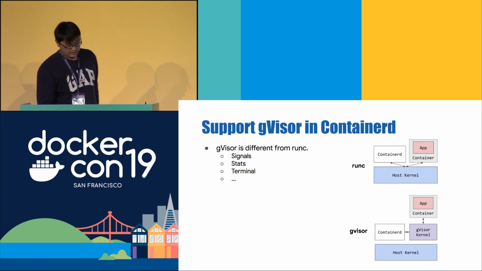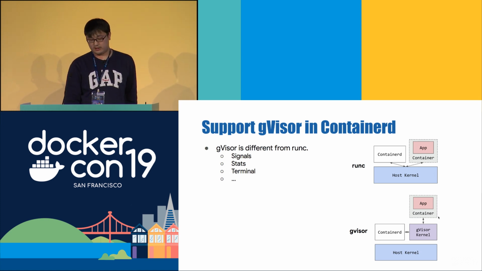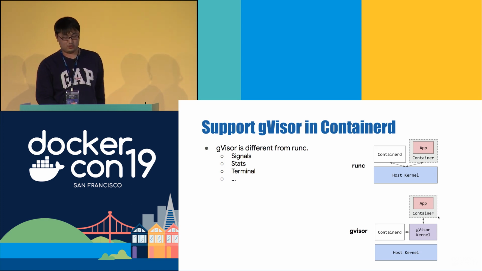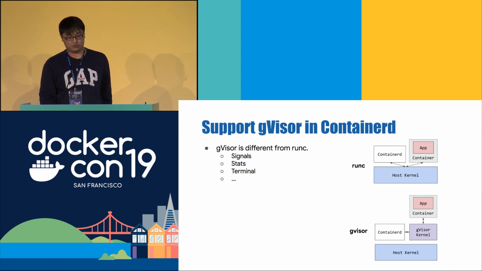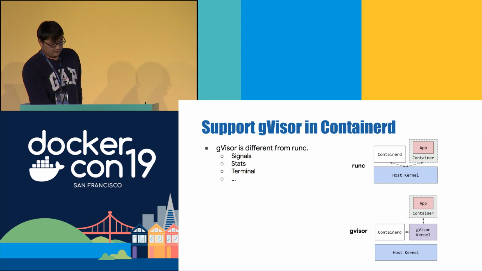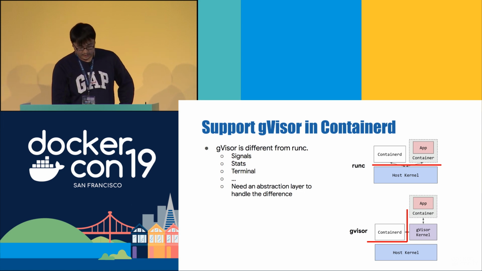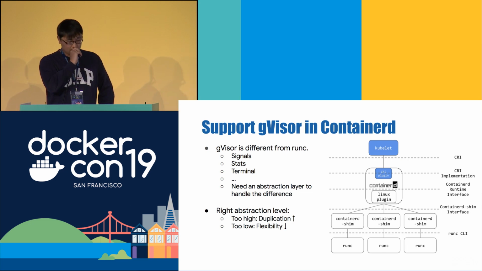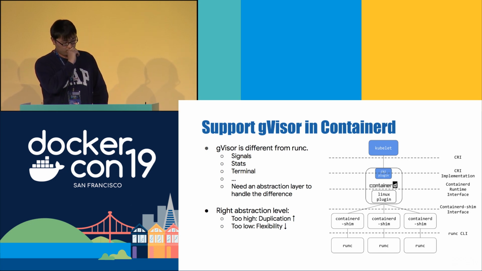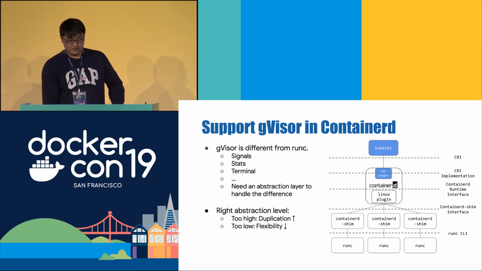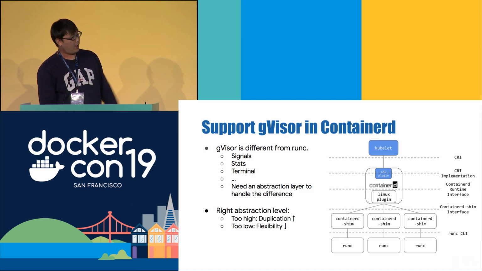Everything is simple. But for gVisor, as I said, gVisor has its own kernel. So you cannot do things like what you do with runC. You have to talk with the gVisor kernel to do all those things. So to handle this in containerd, we need an abstraction layer in containerd to inject different logic.